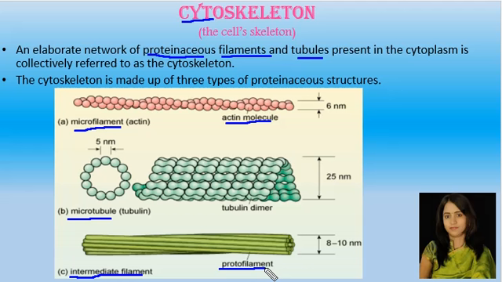Here the question can be asked like this: what is cytoskeleton? Mention its functions. How will you write the answer? An elaborate network of proteinaceous filaments and tubules present in the cytoplasm, collectively referred to as the cytoskeleton, and the functions are the mechanical support to the cell, cytoplasm. Second one is motility, and they help in maintenance of the shape of the cell. So like this you need to write the answer.